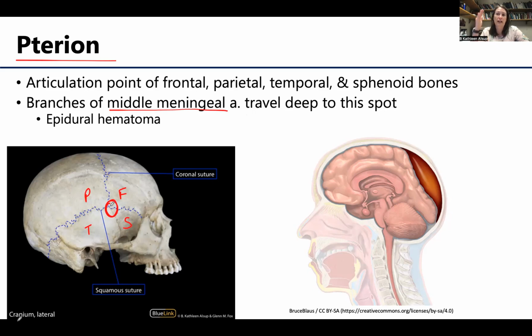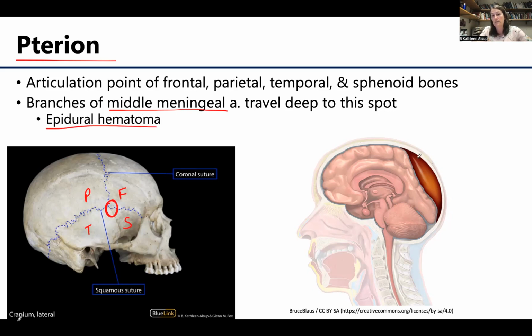So if you think of having a lateral blow right around the area of Pterion, that could cause a fracture there. And that fracture could cause a cut to happen on this branch that could lead to a rushing of blood in this region. And basically what it will do is it can create what's referred to as an epidural hematoma.